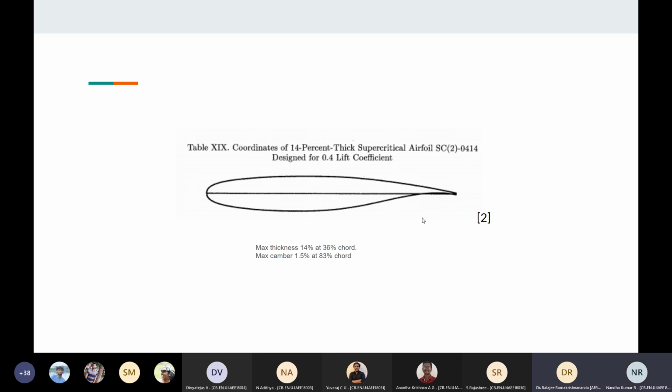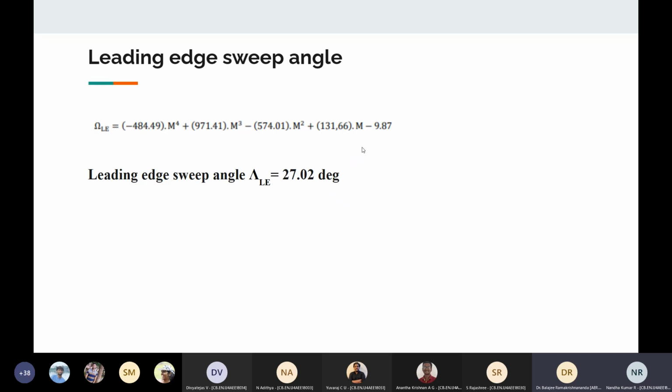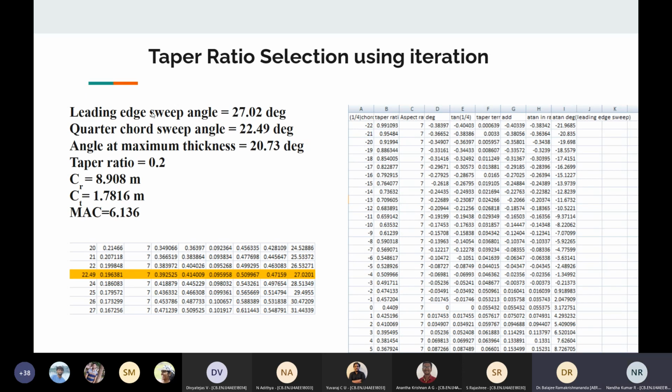Then we calculated the leading edge sweep angle using this formula. After calculating, we got 27. Where did you get this formula from? Sir, this is from one paper. Which paper? You have to cite it. Sorry, sir. Then from that leading edge sweep angle, we calculated the quarter chord sweep angle at maximum thickness. Then we calculated the taper ratio. Then root chord and MAC. In what unit will it be? It's in meters, sir.